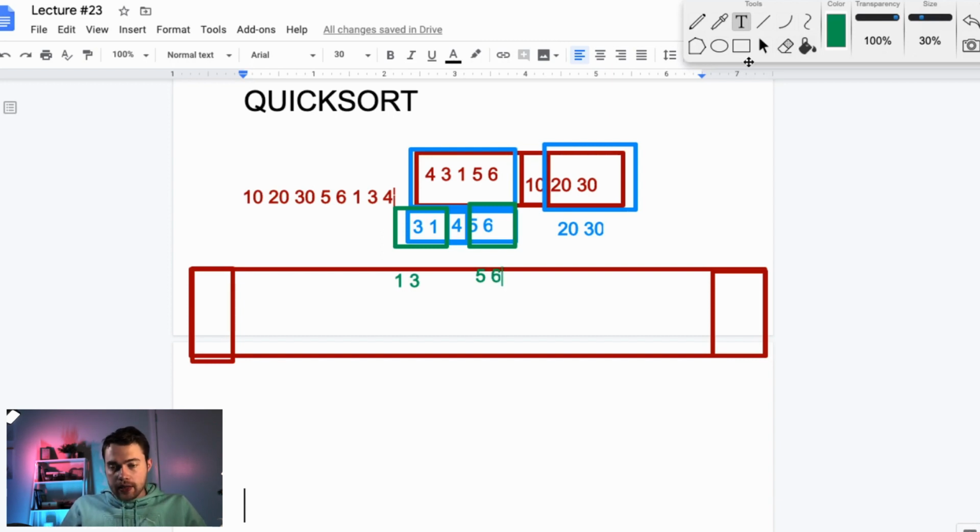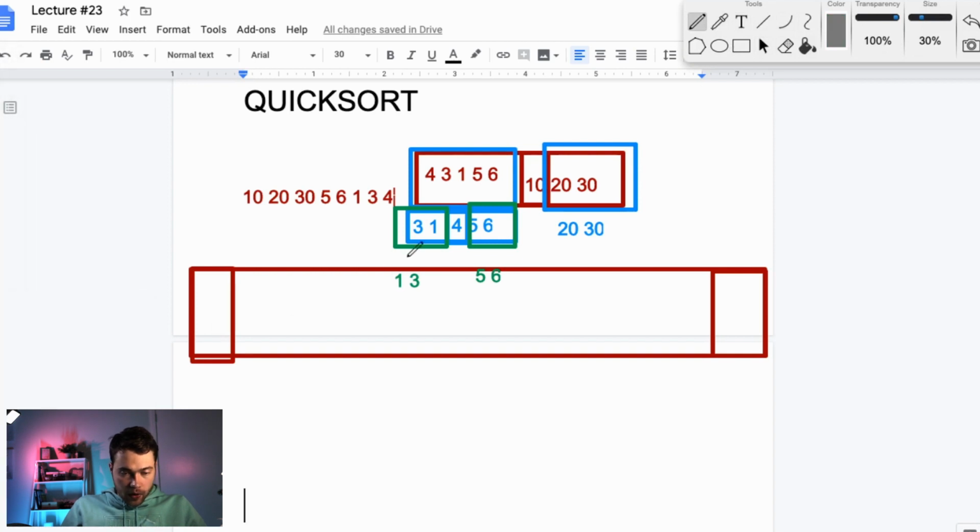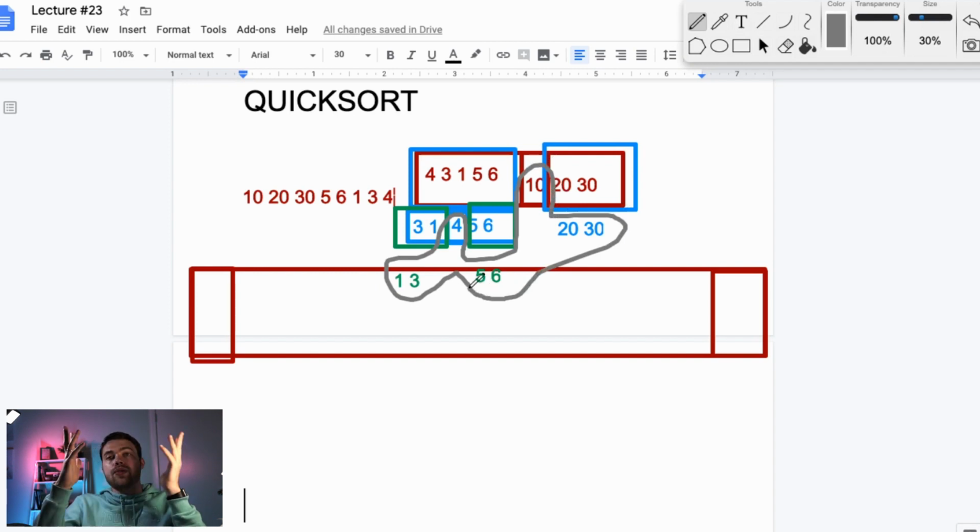Okay, and then basically that's my answer, right? So 1, 3, then 4, 5, 6, then 10, 20, 30. And then you just combine them all together, and that's what I have: 1, 3, 4, 5, 6, 10, 20, 30. So now it's sorted. That's the idea behind it. Hope it makes sense.